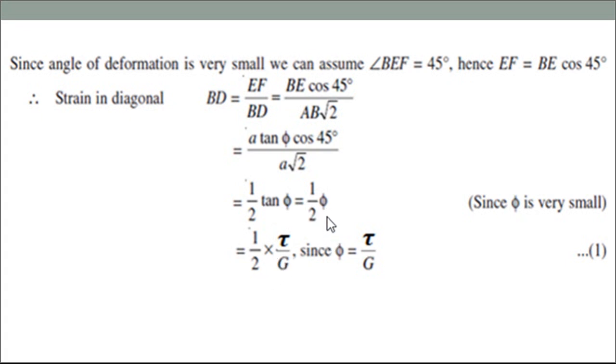We know that phi is the shear strain, and shear strain is equal to shear stress divided by modulus of rigidity. This relation we already know. So phi is equal to tau divided by G. Phi is equal to tau by G. This is equation number 1.